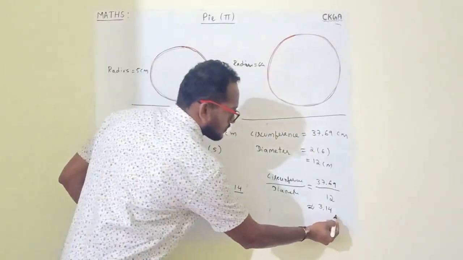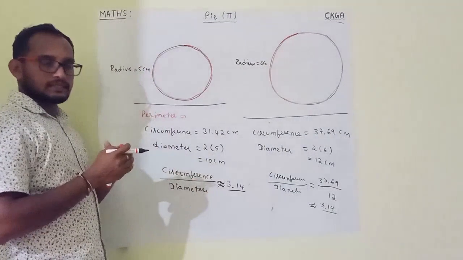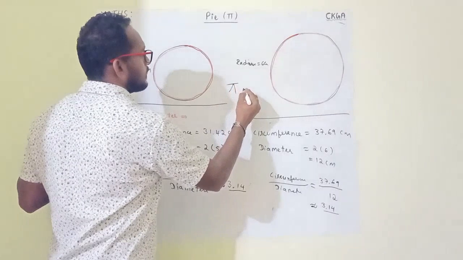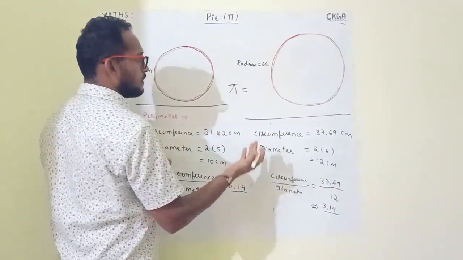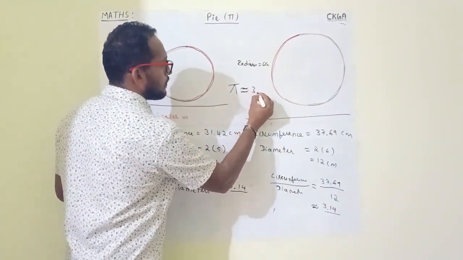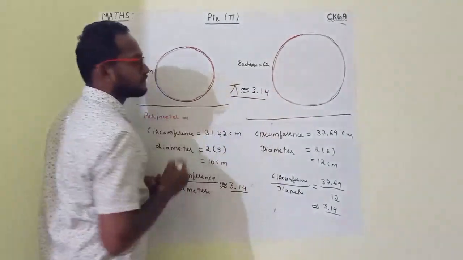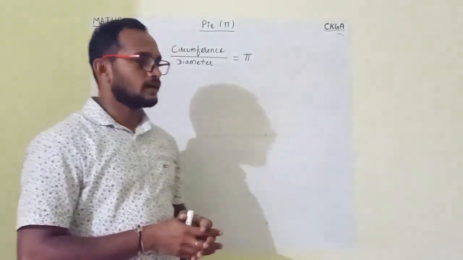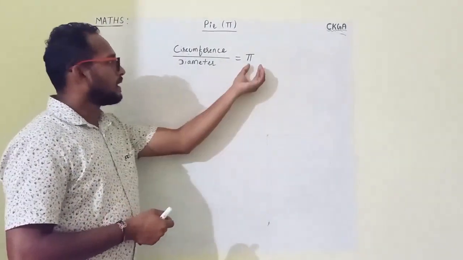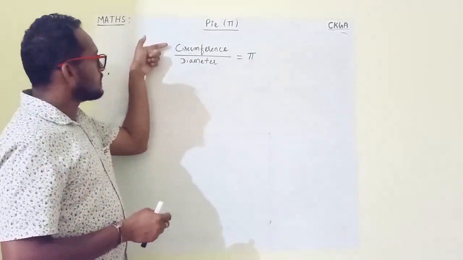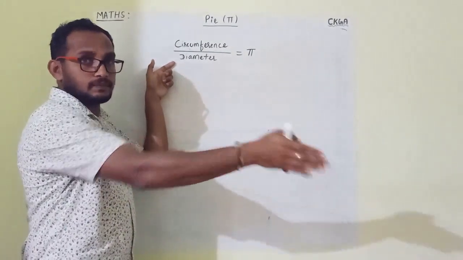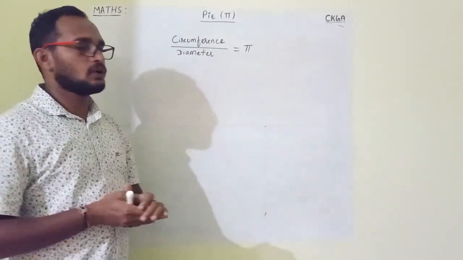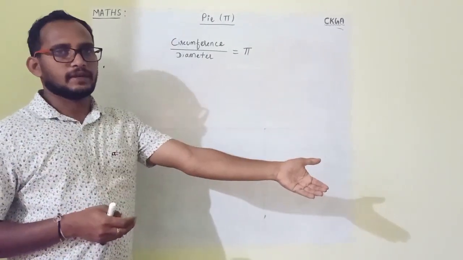This constant, in a circle, we call it pi. Therefore the value of pi is very simple, approximately equal to 3.14. You can derive an expression for pi using this. Pi is a ratio of circumference to diameter. Keep this in your mind, don't forget it. Pi is just the ratio of circumference to diameter.